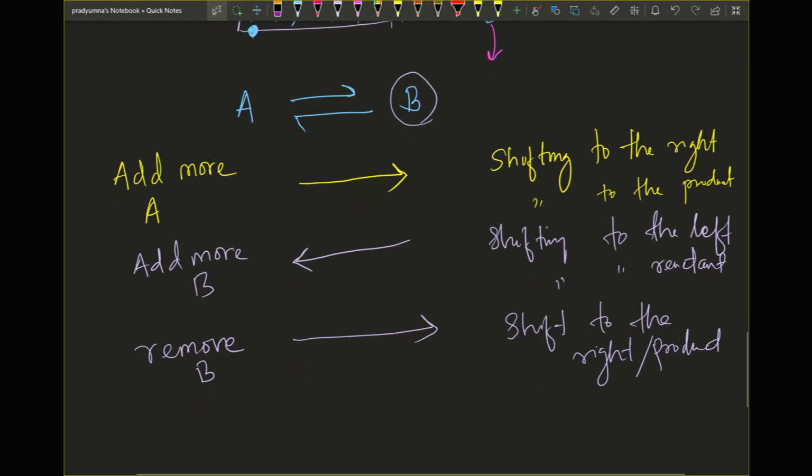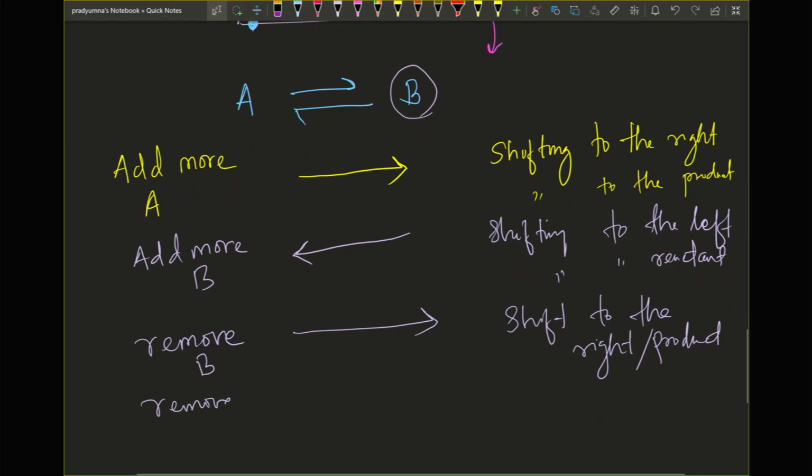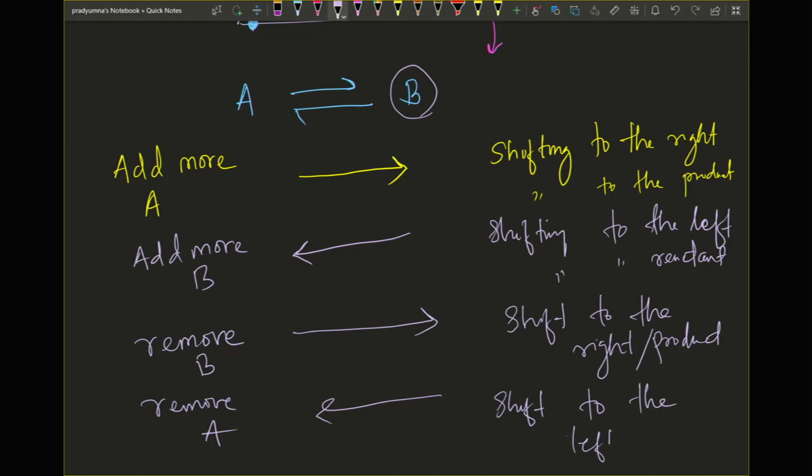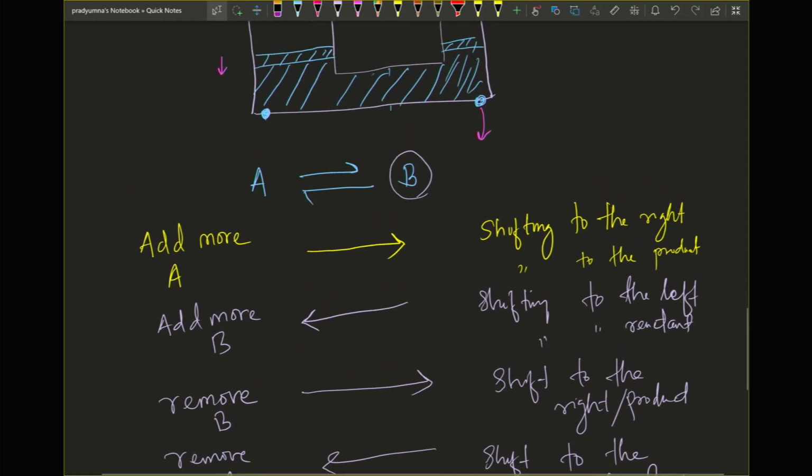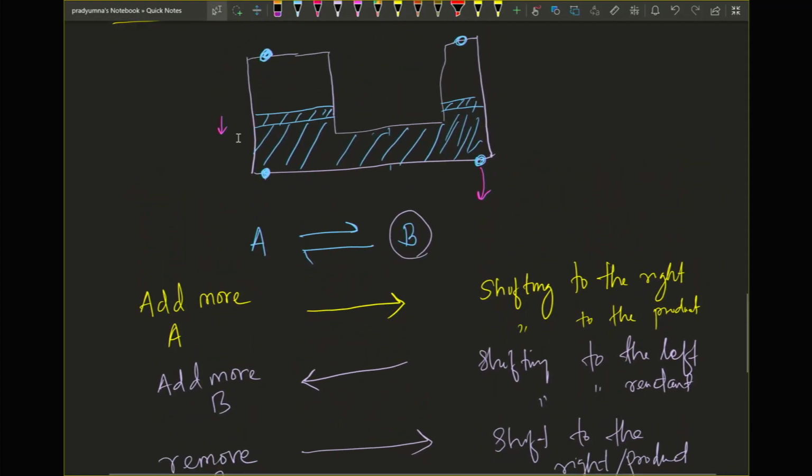The same thing will happen if you remove A. If I remove some of the A, some of the B would change back to A to maintain that balance. So that is a shift to the left, or to the reactant. Are we good?